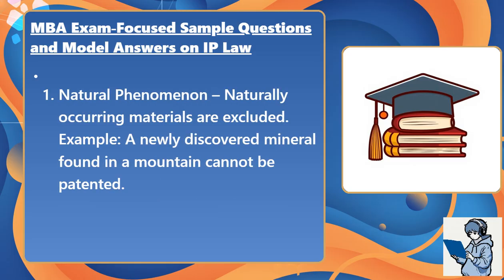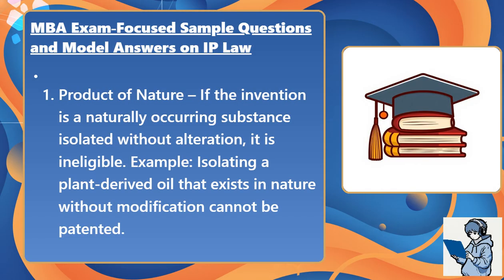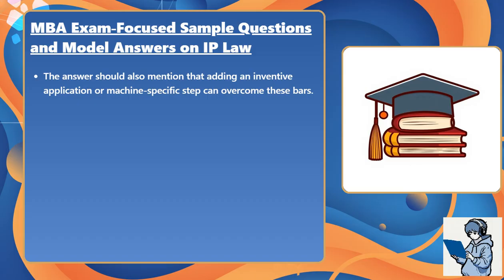3. Natural phenomenon. Naturally occurring materials are excluded. Example: a newly discovered mineral found in a mountain cannot be patented. 4. Product of nature. If the invention is a naturally occurring substance isolated without alteration, it is ineligible. Example: isolating a plant-derived oil that exists in nature without modification cannot be patented. The answer should also mention that adding an inventive application or machine-specific step can overcome these bars.